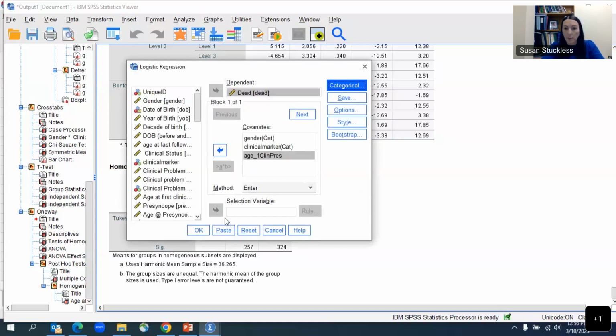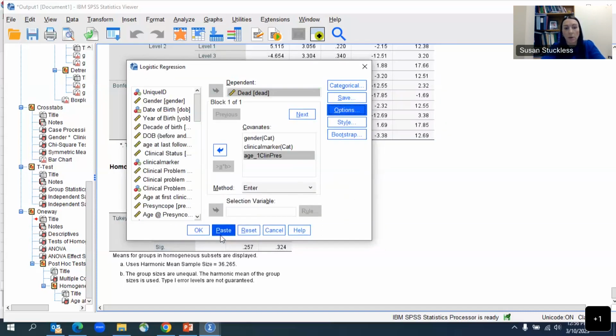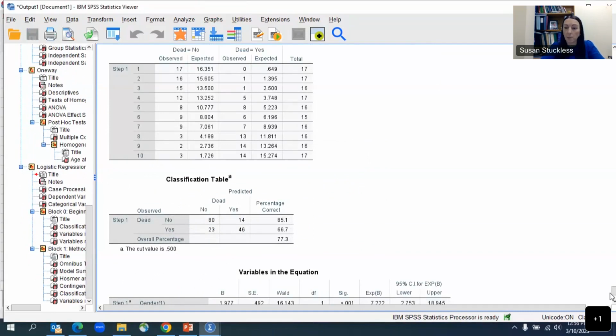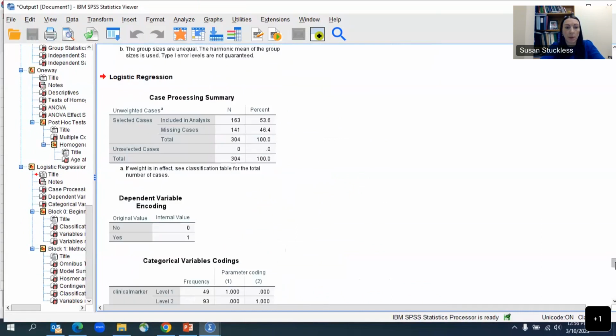So then under the options, I'm going to take off the confidence interval and exponent B, and I'm going to take off the goodness of fit, so how well your model is actually predicting death or not. So I'm going to go continue. I think that's all the things I need to tick off here right now. So let's just go into the model. So I'm going to scroll up here.